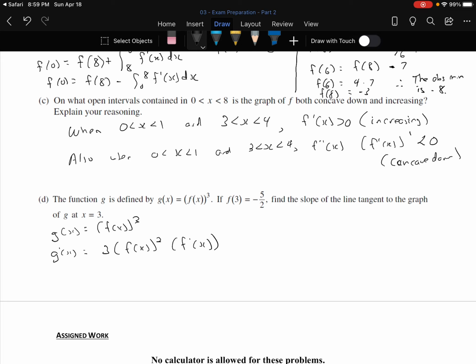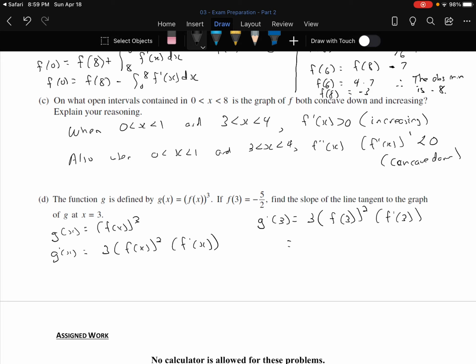Pretty straightforward. Application of the chain rule. Bring down the 3, reduce it by 1, and then find the derivative of the inside. So really weird looking, but not particularly difficult. And then now I want g prime at 3. So what I'm after is 3 times f at 3 squared times f prime at 3.